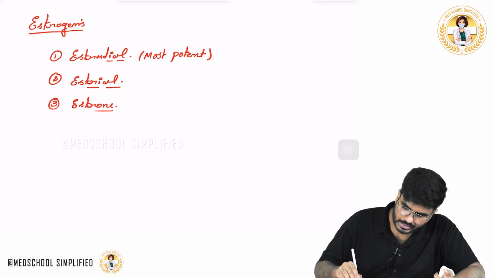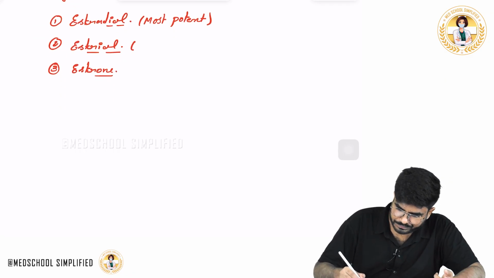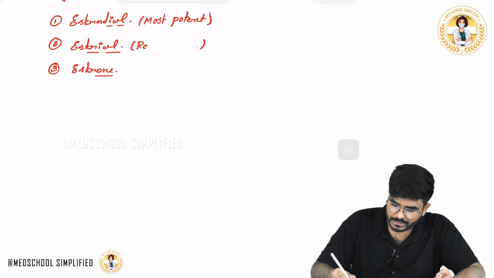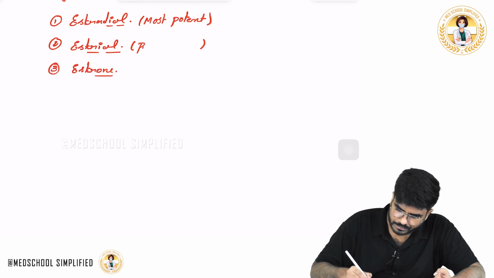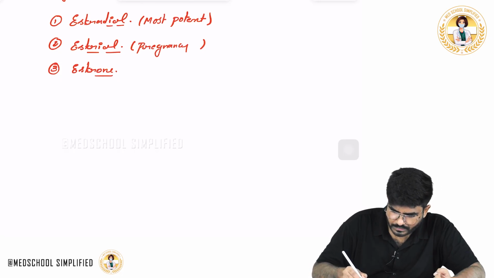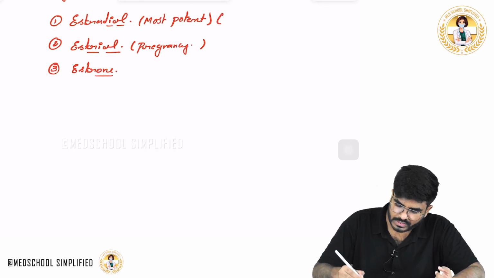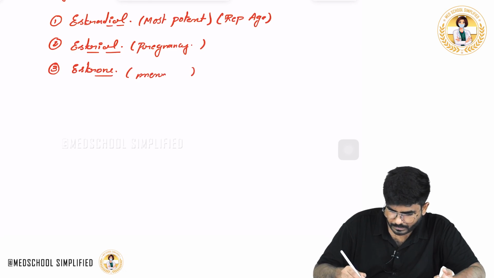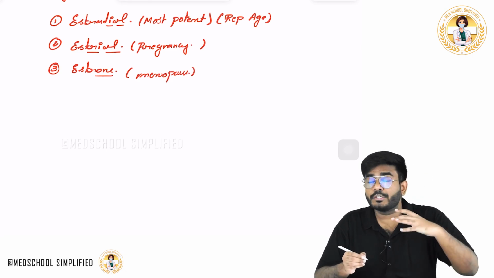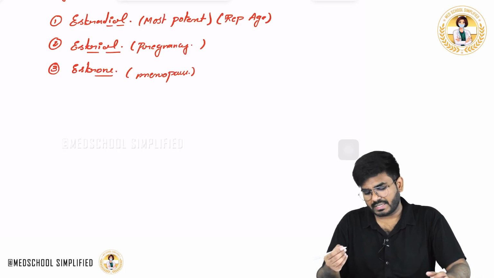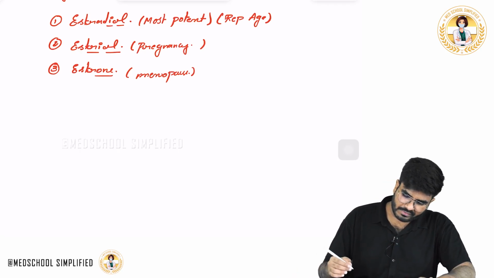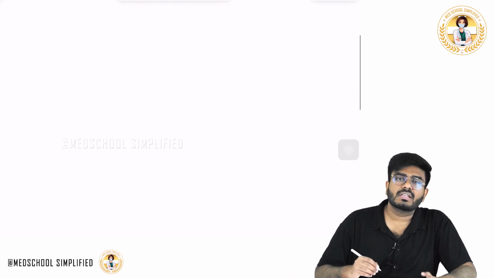Estriol is seen especially during pregnancy, and the most important estrogen during the reproductive age group is estradiol. After, or I should say during, menopause, the most important estrogen present in the female is going to be estrone. It's a weaker estrogen. Having said that, now let's discuss the basics.